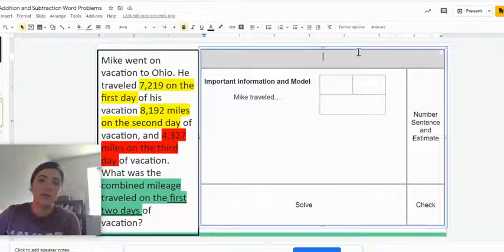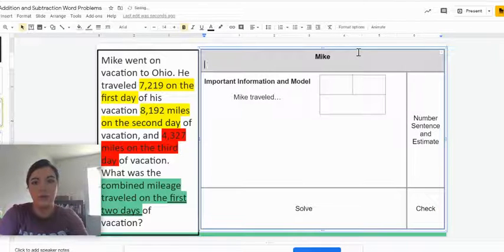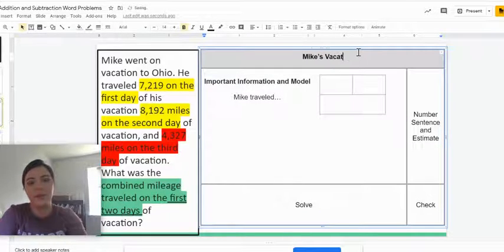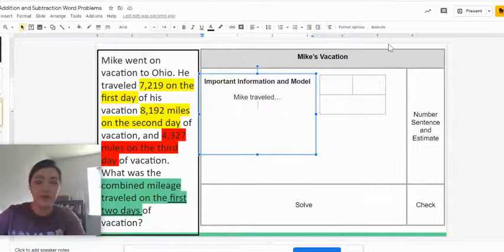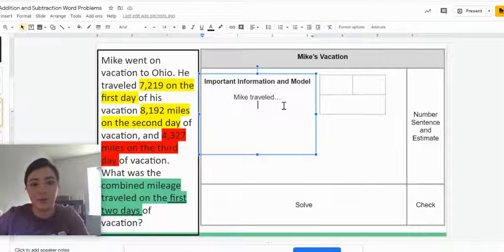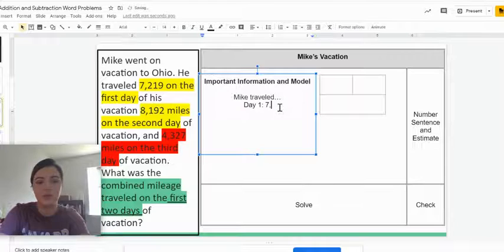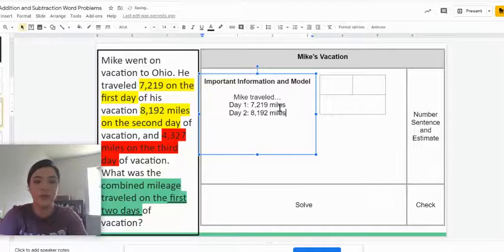Okay, first let's think of the title of this. I'm going to say Mike's vacation. He's going somewhere, but he's going to Ohio. You could title it something different, that's just what came to my mind. Mike traveled, how far did Mike travel? He traveled day 1, he traveled 7,219 miles. On day 2, he traveled 8,192 miles. I'm not going to write day 3 because I don't need it.